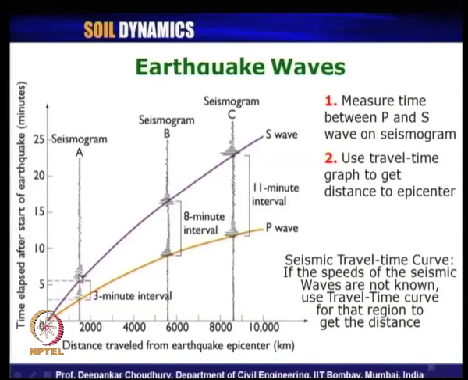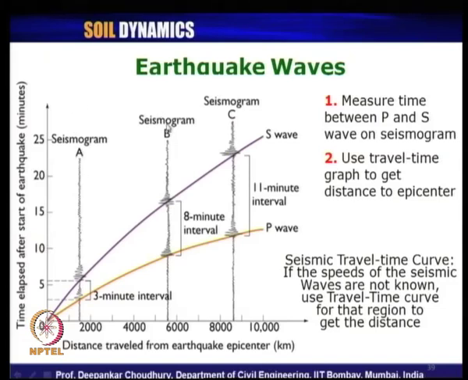And for seismogram A, this is our time axis, you must have understood. This is the arrival time of P wave, then after some time the S wave starts arriving in seismogram A. So, this is the time interval. For example, let us say a 3-minute interval between the arrival time of P wave and S wave for seismogram A located at one point.